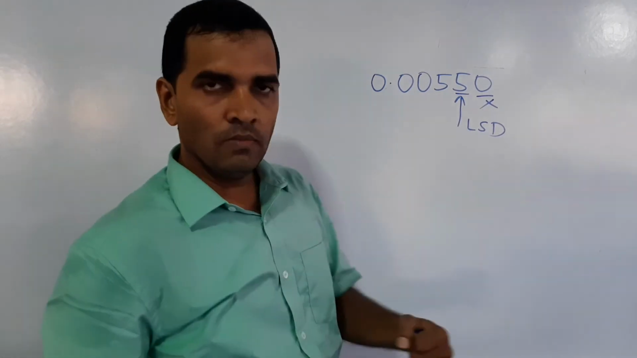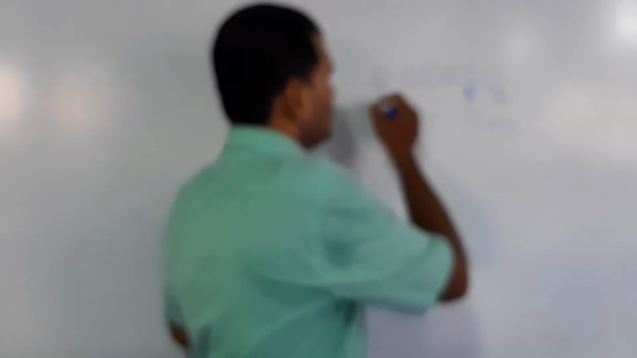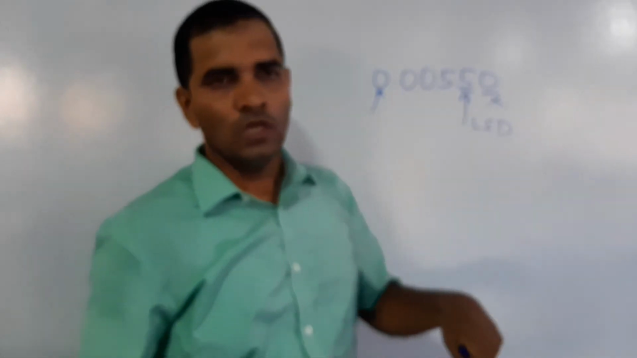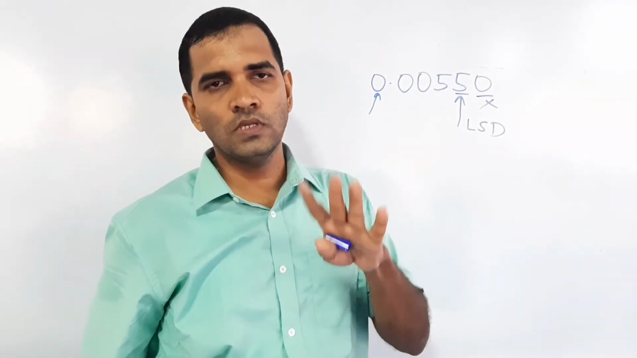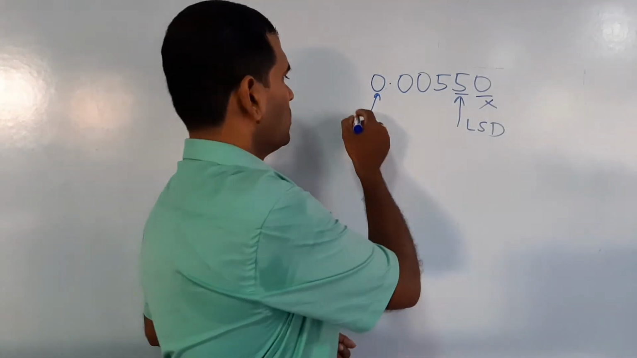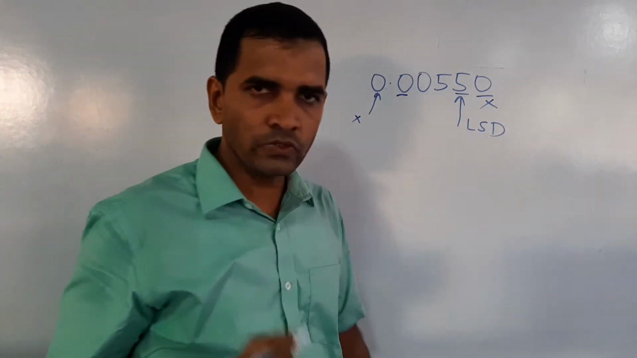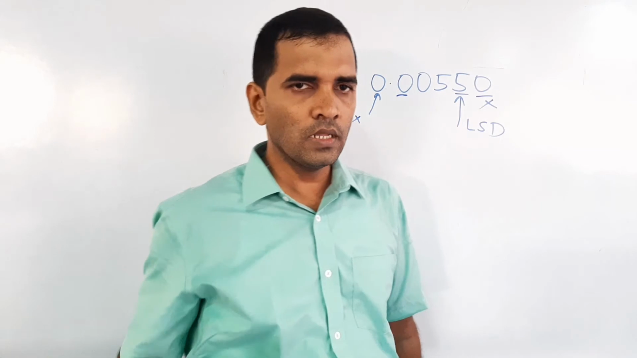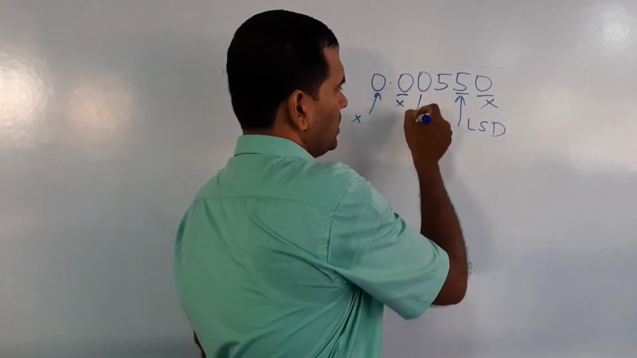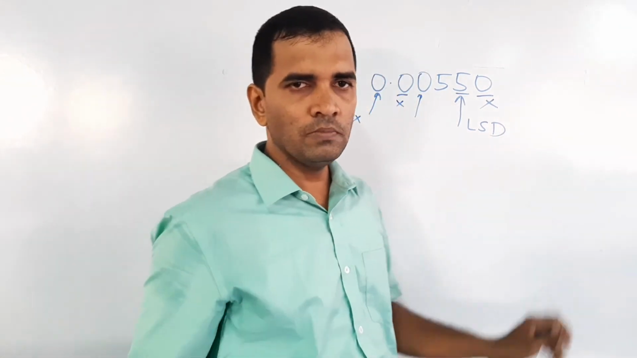Let's find out the MSD. The left extreme digit should be MSD. According to the rule, it's going to be 0. But minutes ago I told you that 0 can never be MSD. So here it cannot be MSD. Go to the next digit and check it. Yes, that is also 0. That has value, but it can never be MSD. So leave it and check the next digit. Again, that is 0. That has value, but never be MSD. Leave it.